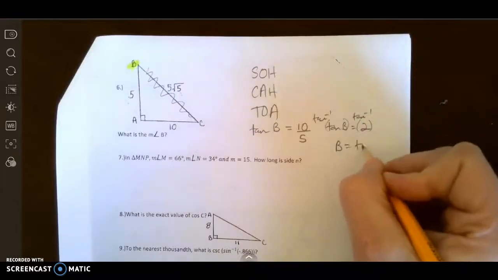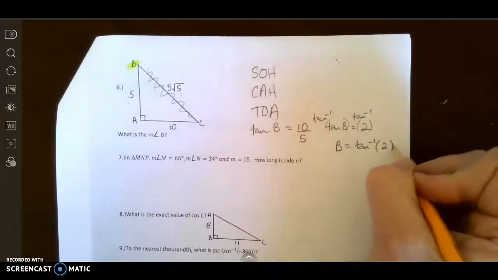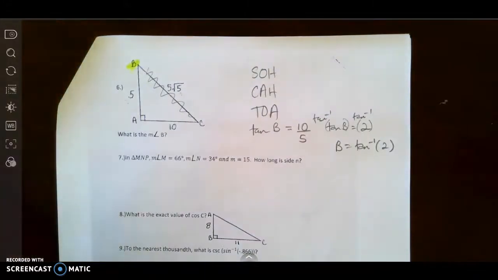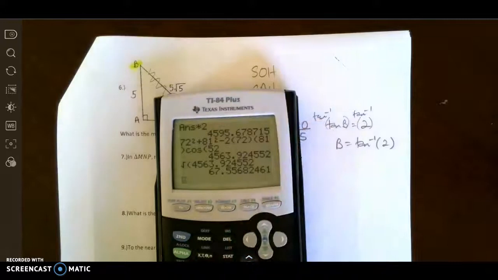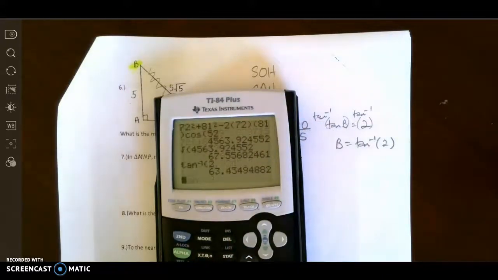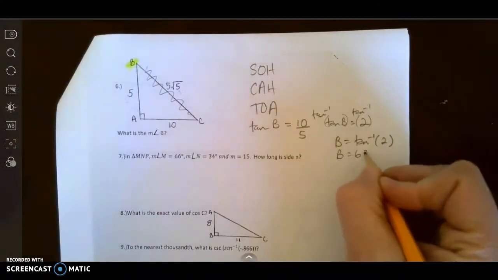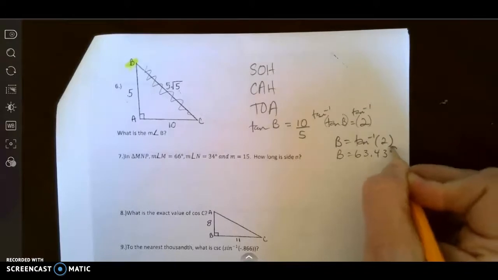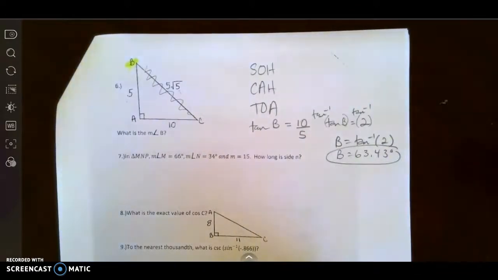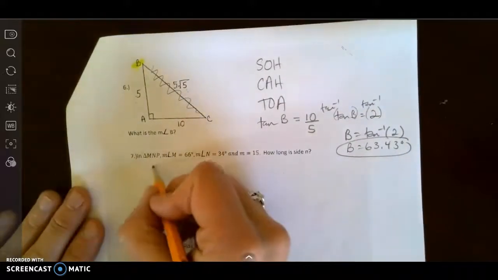So B equals the inverse tangent of 2. And I'm still in degrees. Yep, inverse tangent of 2. 63.43. So B is 63.43 degrees. Okay, let's go to number 7.